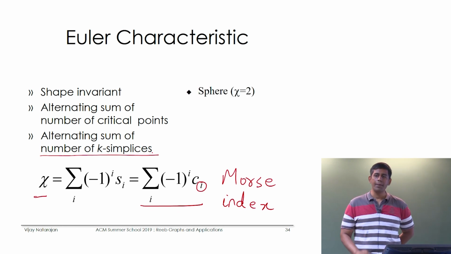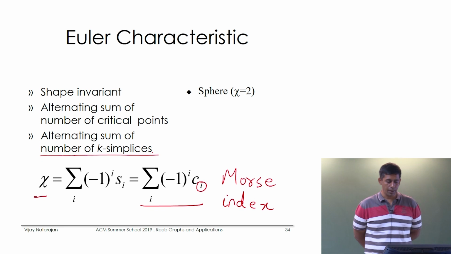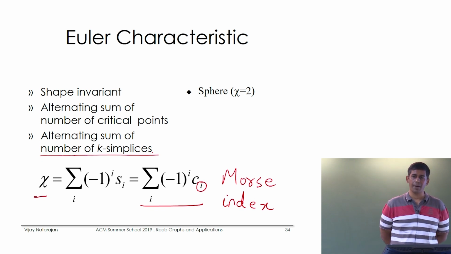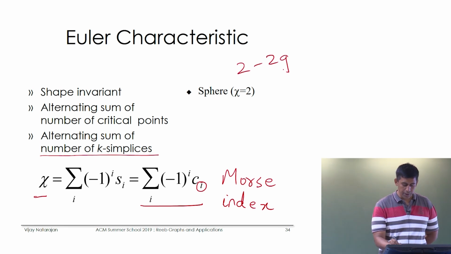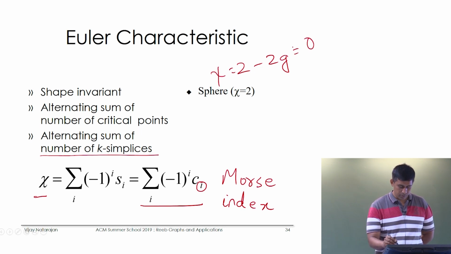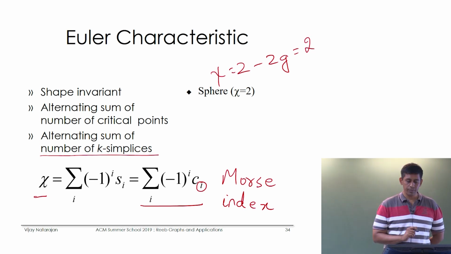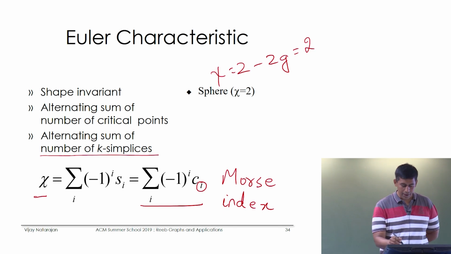Let us look at examples to understand this better. Let us take a sphere. The Euler characteristic happens to be 2, we know this: 2 minus 2g, and g is 0 for the sphere, hence this is 2. Can we see the relationship with the number of critical points? We can see that. So, let us take a sphere.